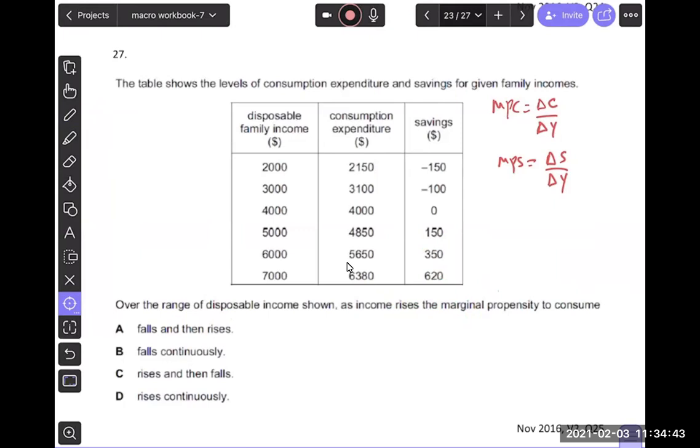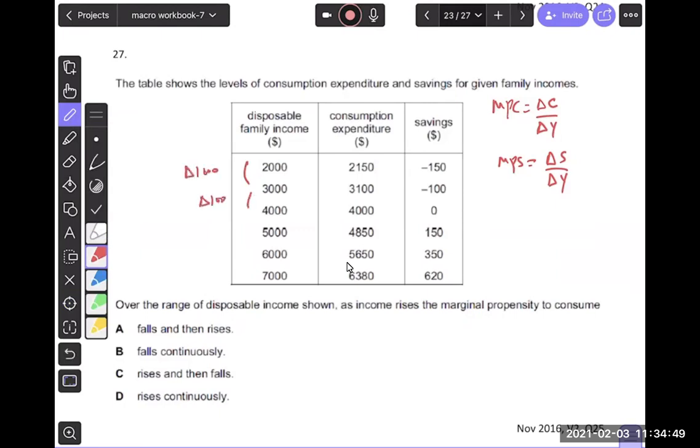But let's look at this. Change in Y is 1,000 throughout, right? Can you find the change here? 3100 minus 2150 is how much? 950. What about this one? 900. And then this one is? 850. And then this one is?